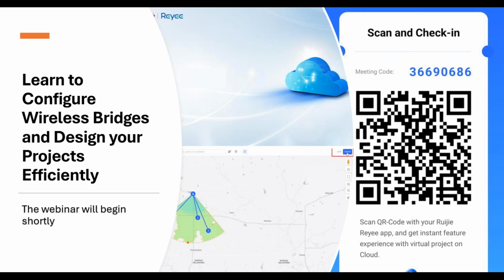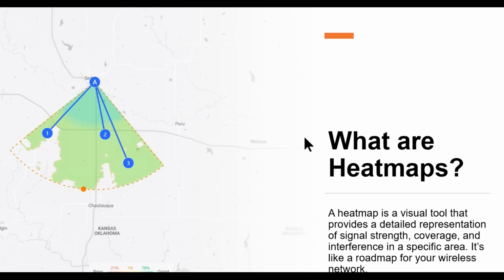So let's begin. Today we're going to see how to configure the wireless bridges and also how to design your projects efficiently by using the heat maps tool provided for free by Ruijie Networks. Before we begin, let's look a little at heat maps.